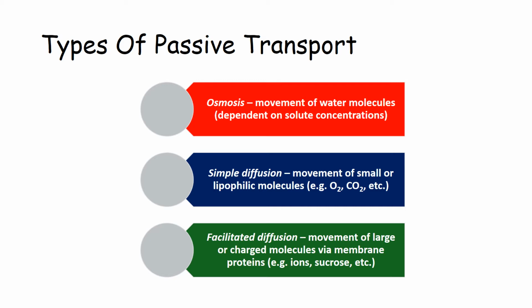Then we have simple diffusion, the diffusion of gases, alcohol, small molecular substances, and steroid hormones, and it utilizes the protein channels which are present there. Facilitated diffusion uses carrier proteins, and it is the diffusion of large molecules, the molecules which cannot be diffused by simple diffusion methods.